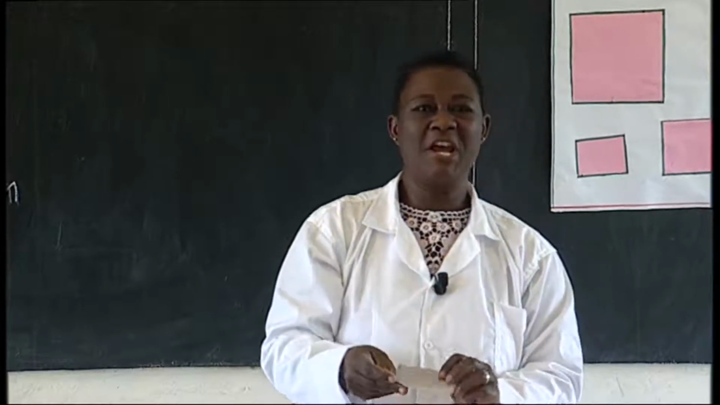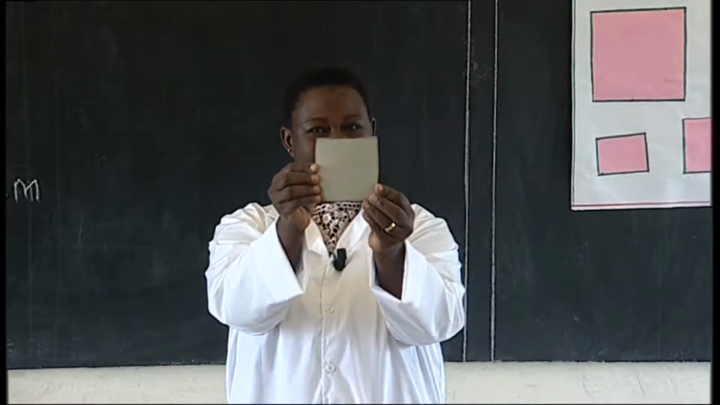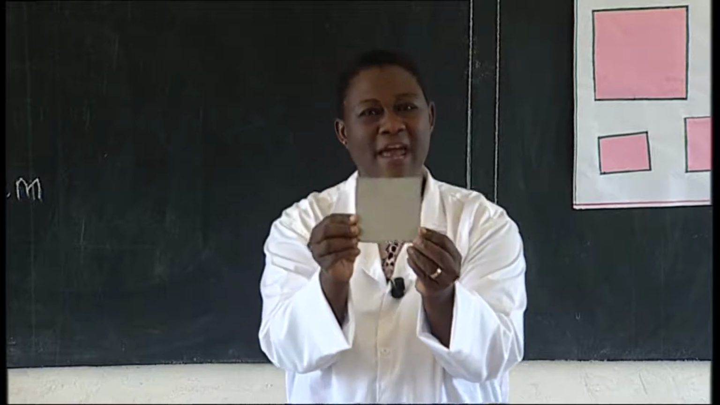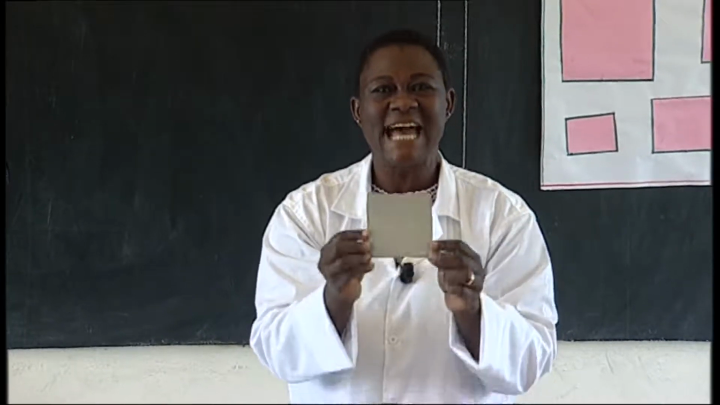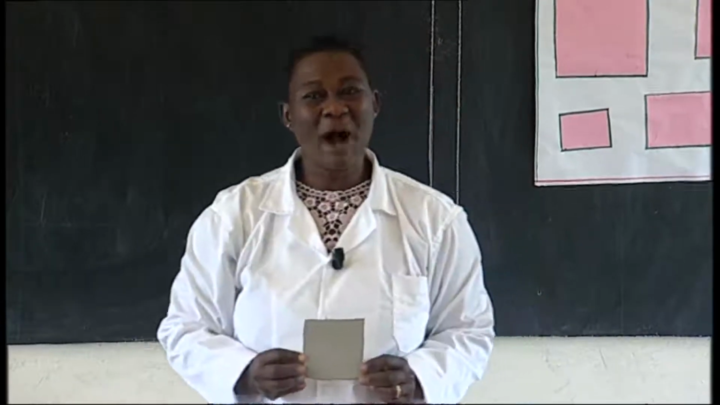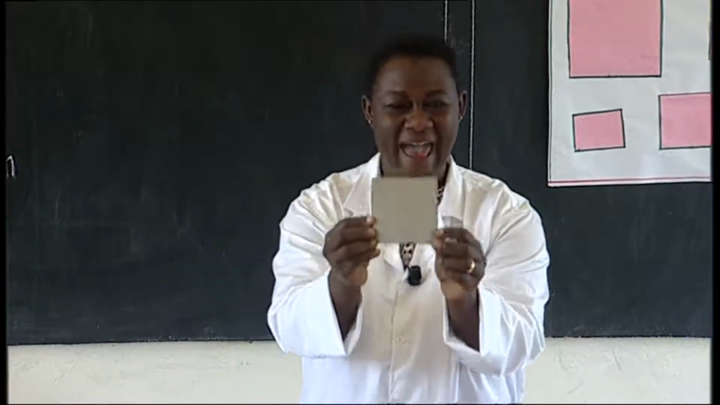So we have finished our square. What is this, children? Which shape is this? It is a square. It's a what? A square. That's good.